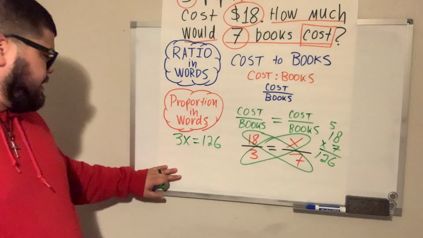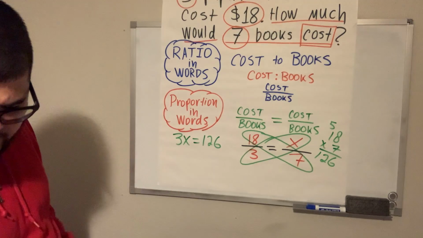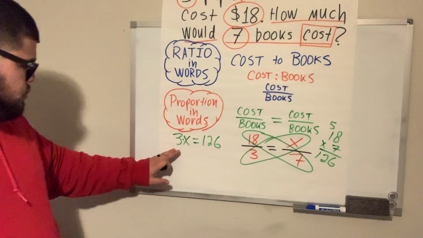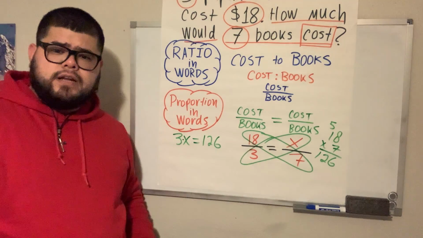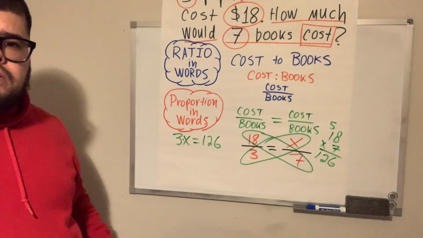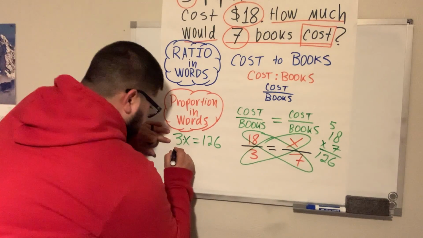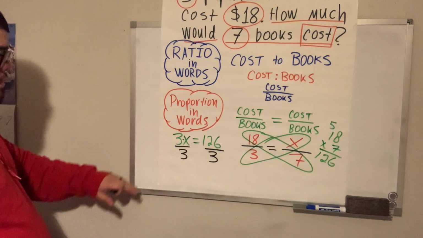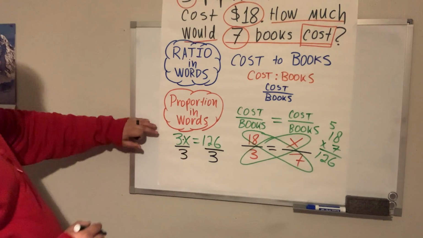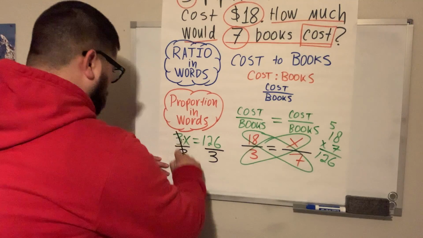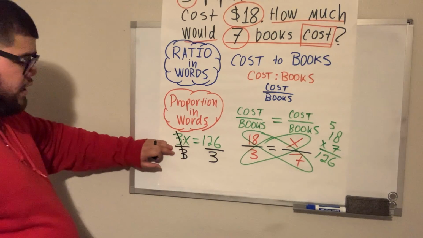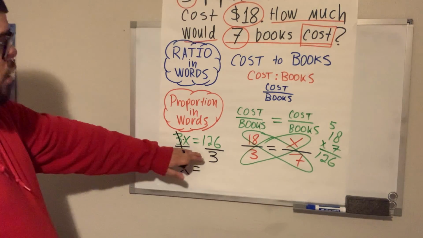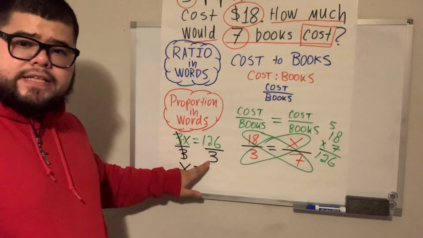Okay, now what's happening between the 3 and the x? Multiplication is happening between the 3 and the x. What's the opposite of multiplication? The opposite of multiplication is division. So we're going to divide both sides by 3. 3 divided by 3, we get 1. 1 times x, we get x. The equal sign comes down. And now all we have to do is figure out what 126 divided by 3 is.